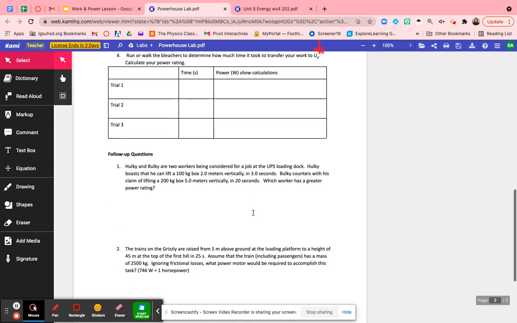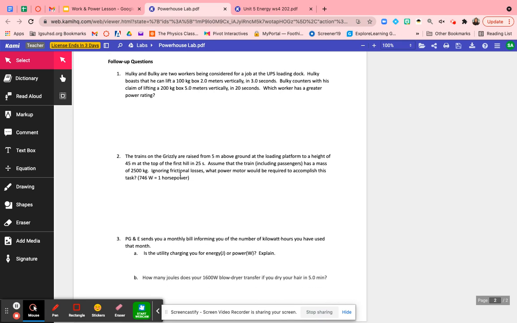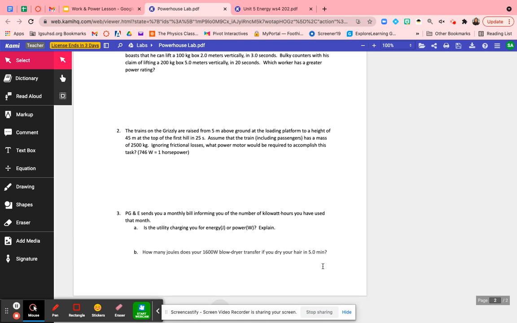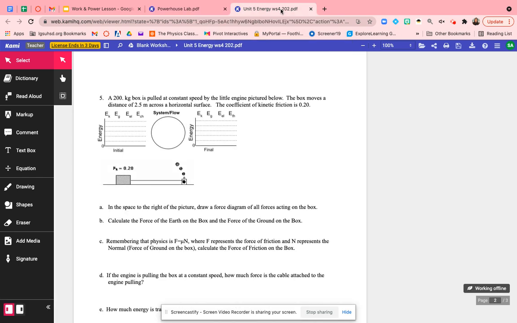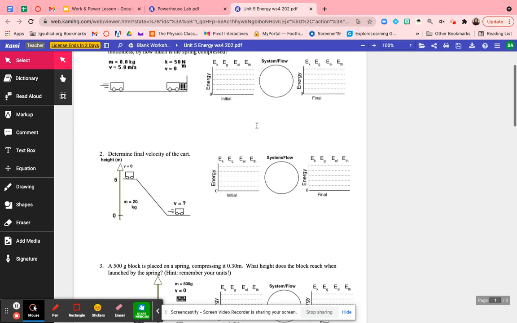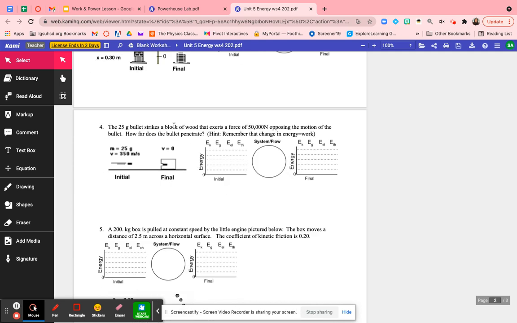After you've done that, you're going to complete the follow-up questions. Make sure you do this before you check your answers at home. There are some conversions here you want to think about, like watts to horsepower and minutes to seconds. And then you want to go back to worksheet 2 because we only completed the first 4 problems of worksheet 2. We actually completed only half of problem number 4 last class.